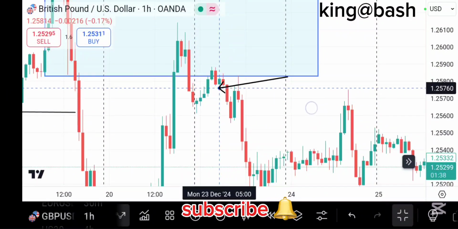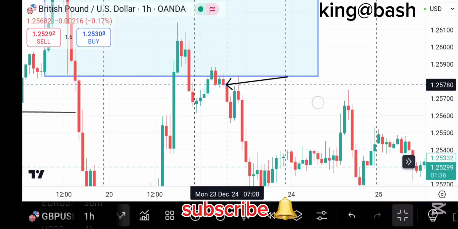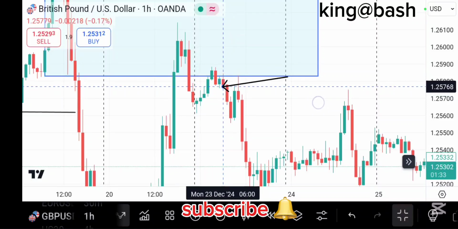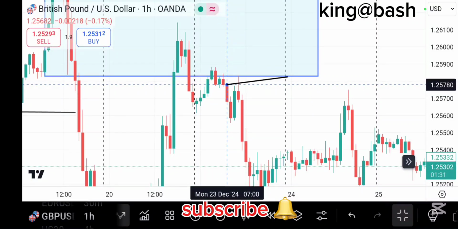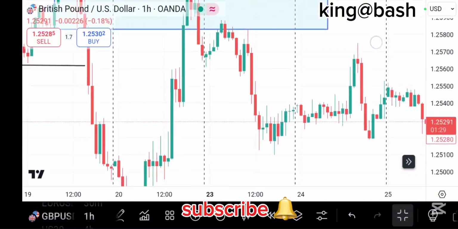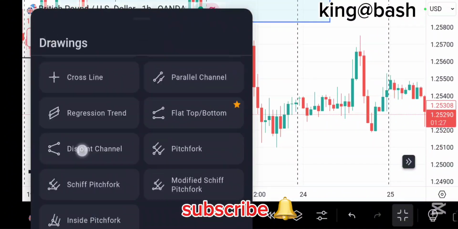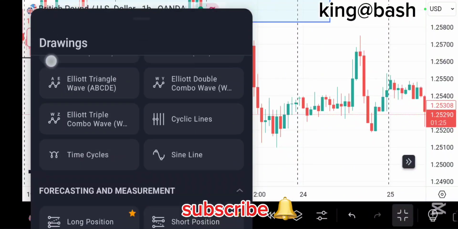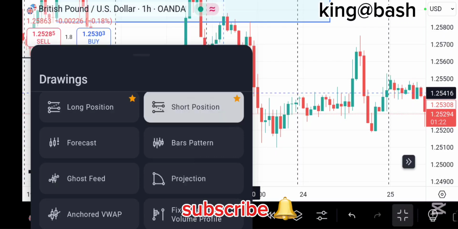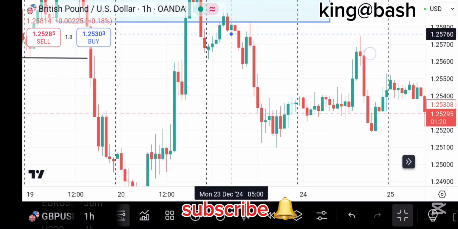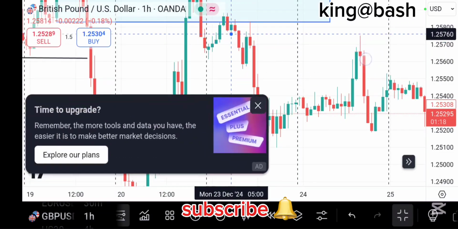You see this imbalance, you see price has filled this imbalance and tapped our demand zone. This is where you will look to take your short entry. You come, you look for your short tool, you place it at this zone. Immediately price filled it and closed.